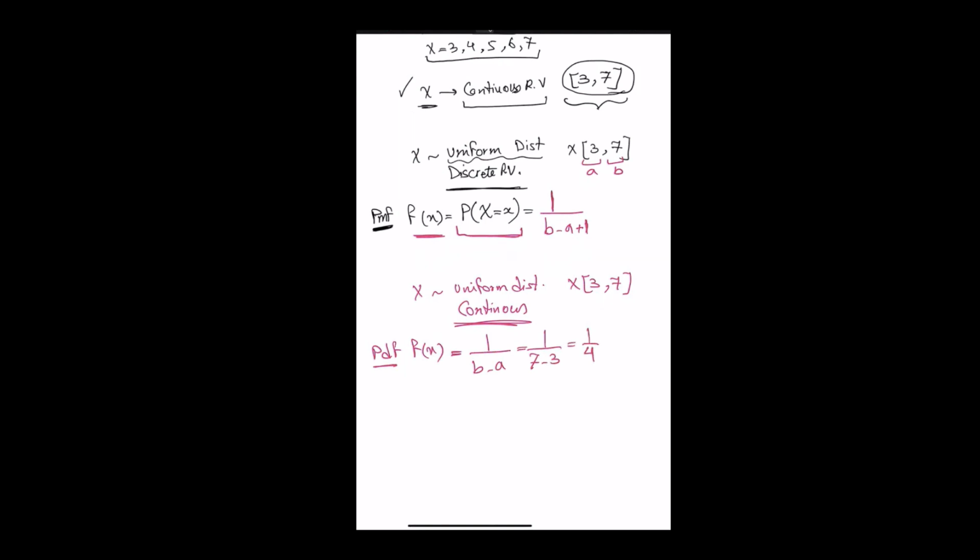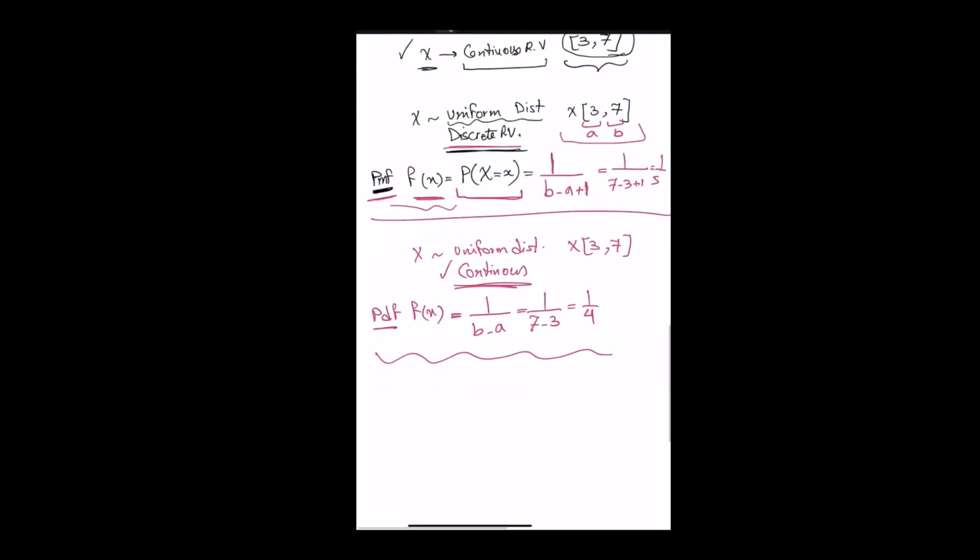So that's the probability density function if x is a continuous random variable with uniform distribution, and the probability mass function if x is a discrete random variable with uniform distribution. For example, for this specific problem, f of x is going to be 1 over 7 minus 3 plus 1, which is 1 over 5, if x was discrete.